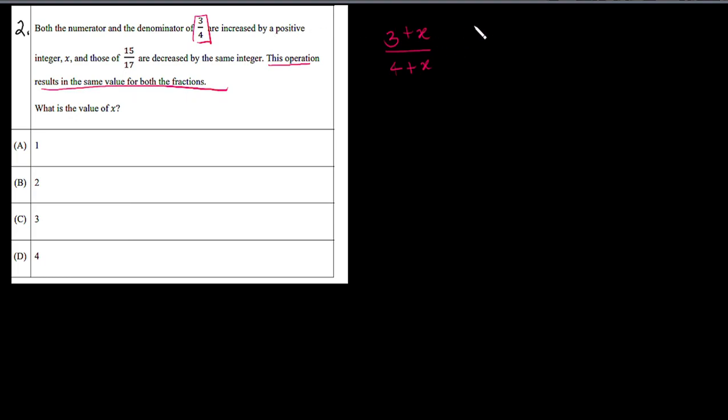Now we subtract the same x from the numerator and the same x from the denominator of the second fraction, 15/70, so I have to put the equal sign between those two terms. We can easily solve this equation if we cross-multiply, and if we simplify a little bit, we end up with a quadratic equation in x.